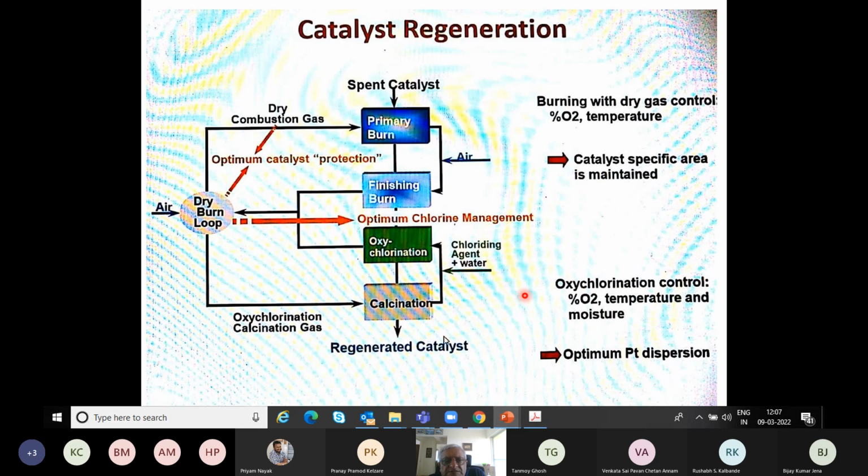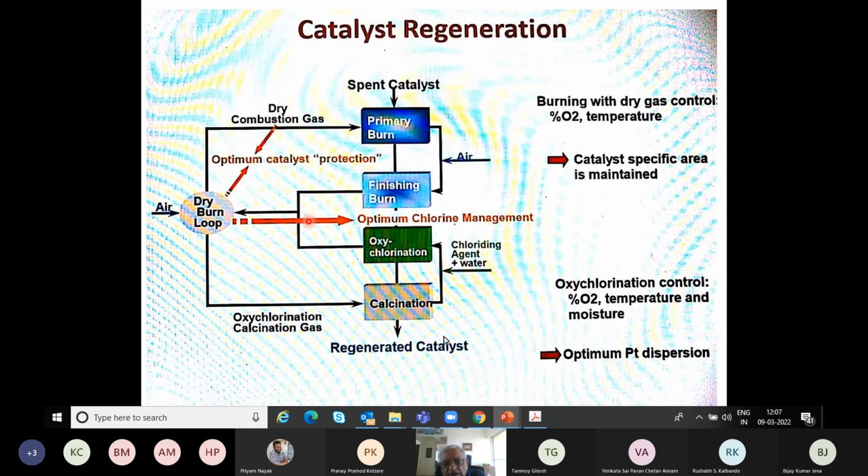So this diagram explains it all. So these are the steps that we talked about. And so the spent catalyst comes here, and you have air here, but this gets diluted with combustion gases, which is basically carbon dioxide, etc. So you don't actually put 21% oxygen in here. And so there's a primary burn where you remove almost 80% of the carbon. And then the rest of this is like a finishing section where you burn the rest of it.